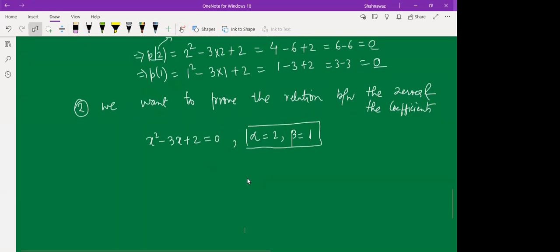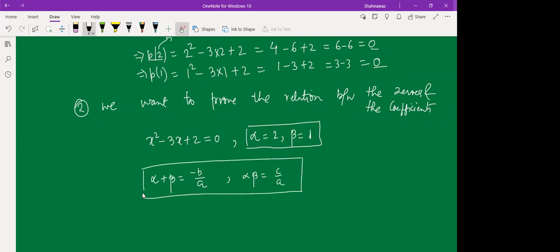Firstly, remember what the relations are. The first relation was minus b by a, and the second relation was c by a. So we want to check whether this relation is credible or not.